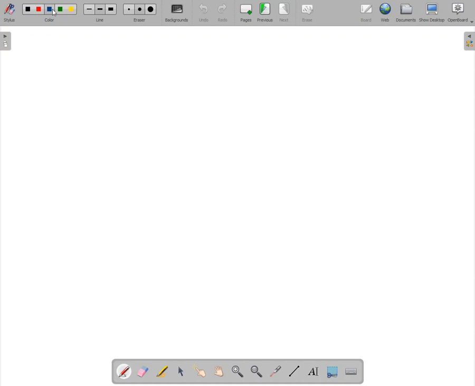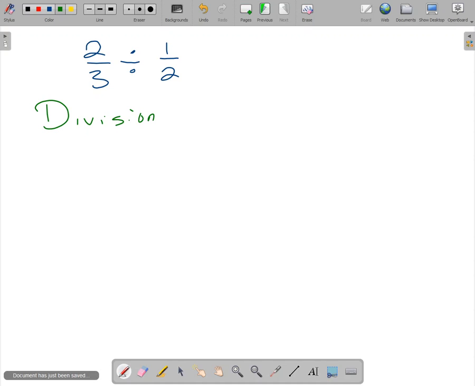How about 2/3 divided by 1/2? Should be good. And the definition of division I recommended using here was groups in. So division means groups in. And then a fraction is equal part of a whole.